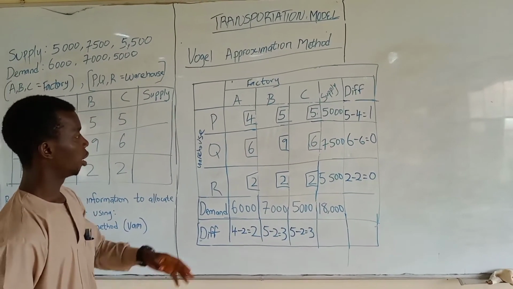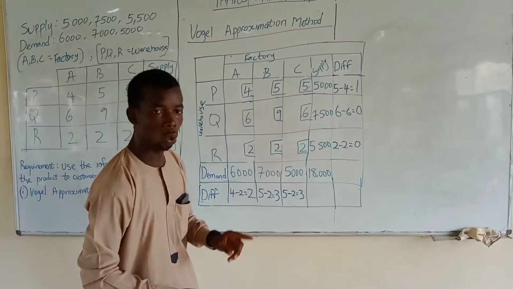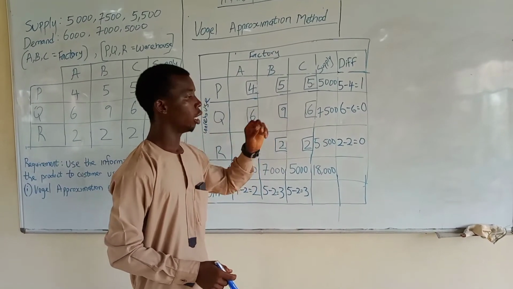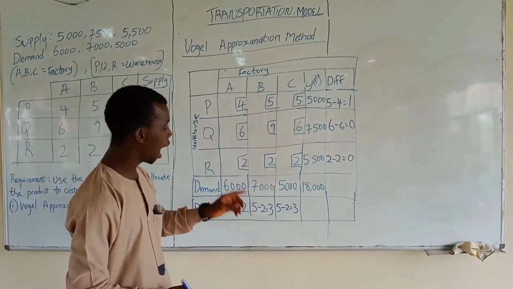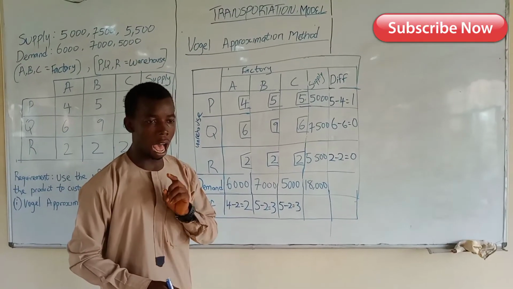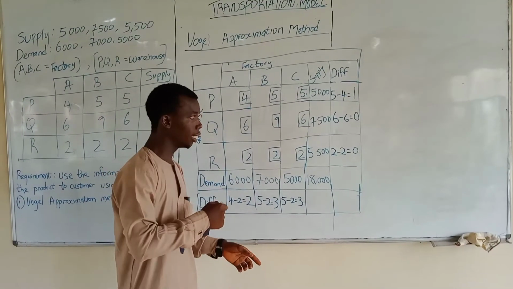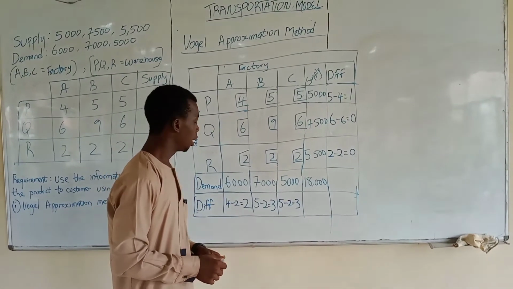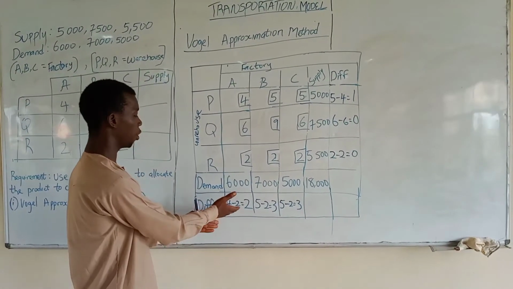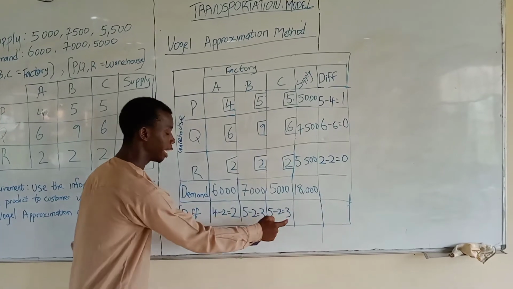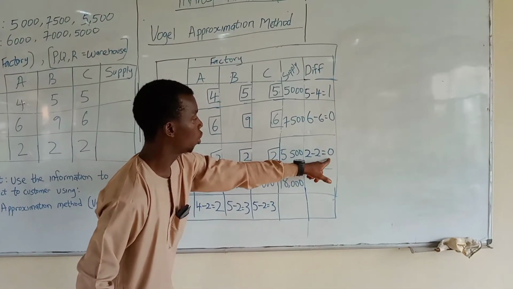Please take note of this. The first thing for us to do is look for the difference between the two lowest initial costs. After that, we pick the row or column that has the highest difference. Then we allocate first to the cell in that row or column that has the lowest initial cost. What do I mean? Now we have 2, 3, and 3 for the columns. For the rows we have 1, 0, and 0.